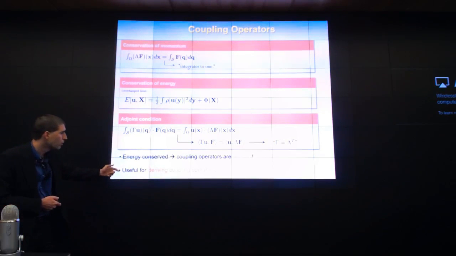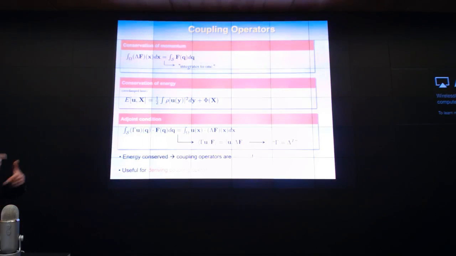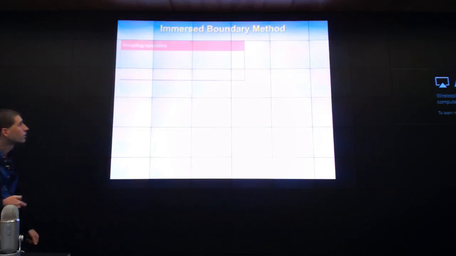Okay, but this turns out to be a very useful property when you're deriving coupling operators, because it means that if I know the kinetic response of my microstructure, I can use the adjoint condition to get the flip side, which is what the force spreading operator should be, so that now if I have an active model where I apply a force or a torque, I'm self-consistent with respect to this mechanics principle.